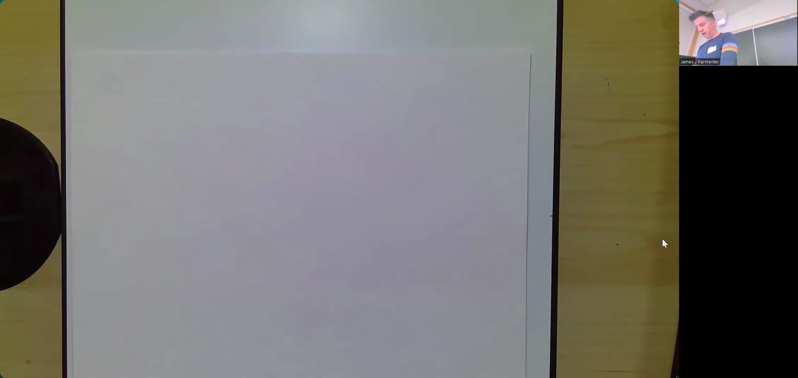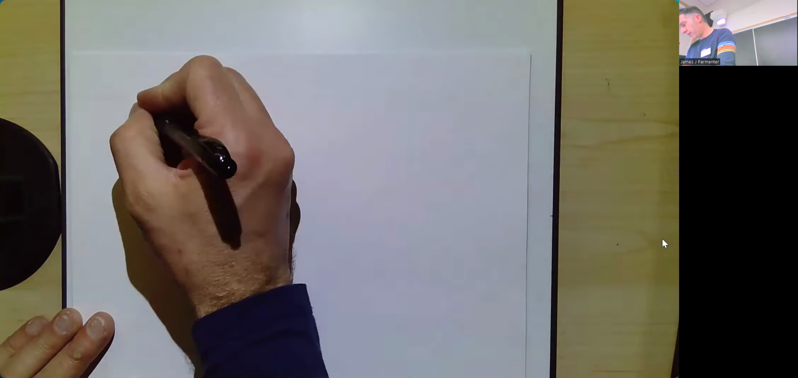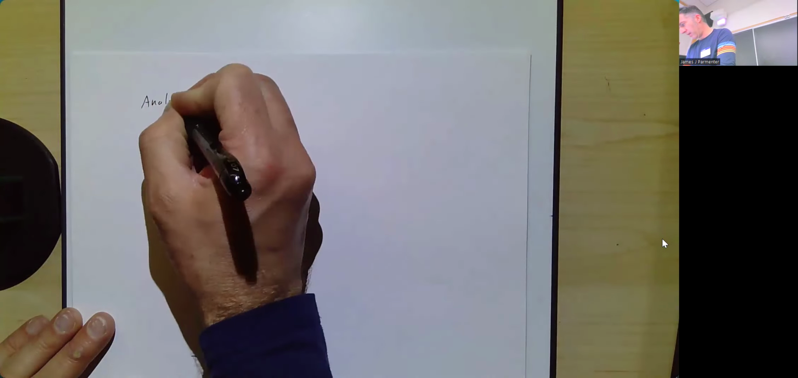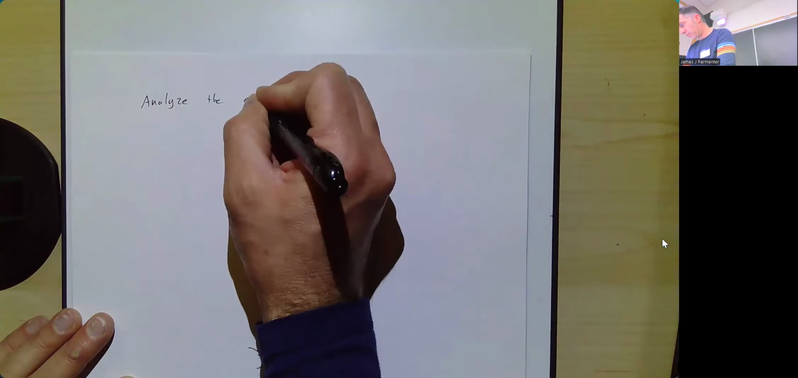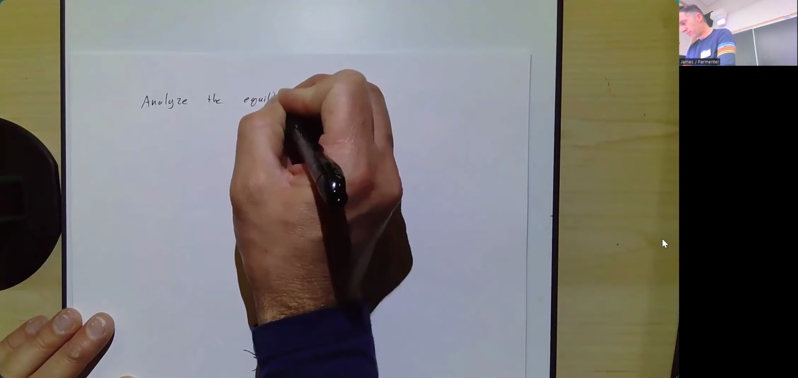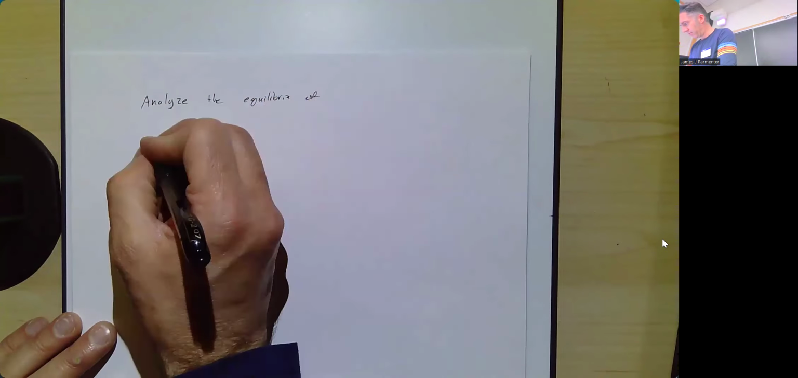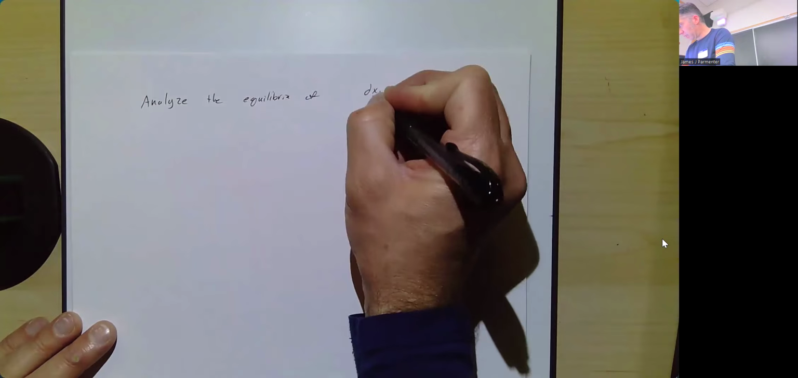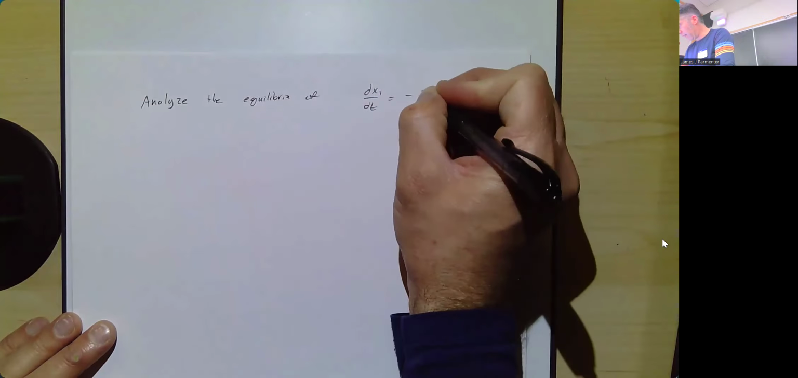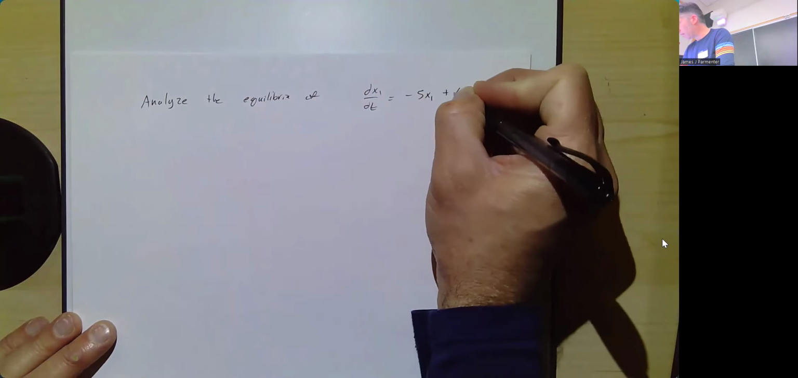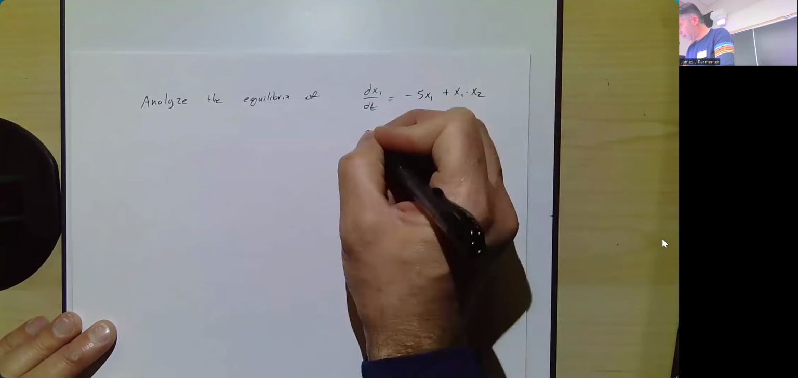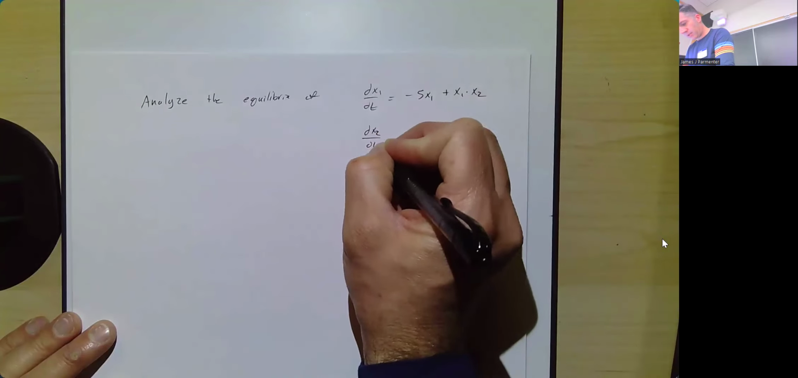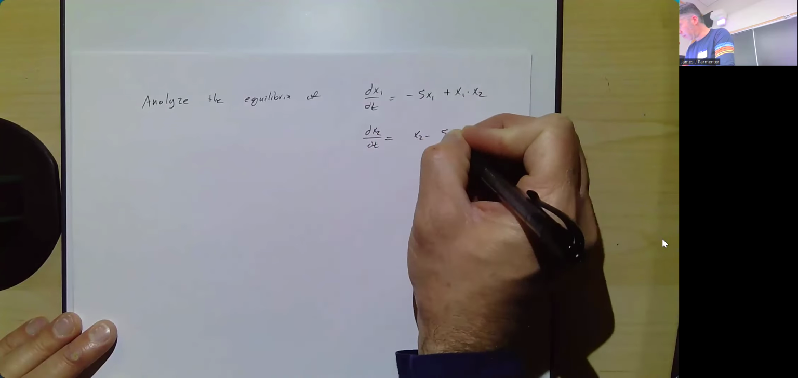So let's say we want to find... I'll just write this as easily as possible. Analyze the equilibria of the following system. dx1/dt is equal to negative 5x1 plus x1 times x2. dx2/dt is equal to x2 minus 5x1 times x2.